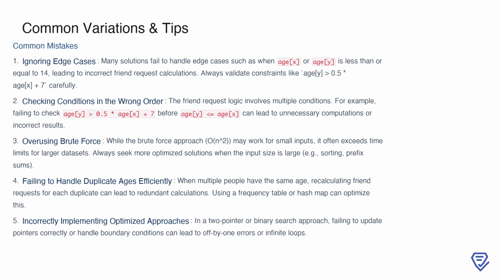Another frequent issue is checking the conditions in the wrong order. For example, if you evaluate age y equals age x before confirming that age y > 0.5 * age x + 7, you might perform unnecessary computations or end up with incorrect results.